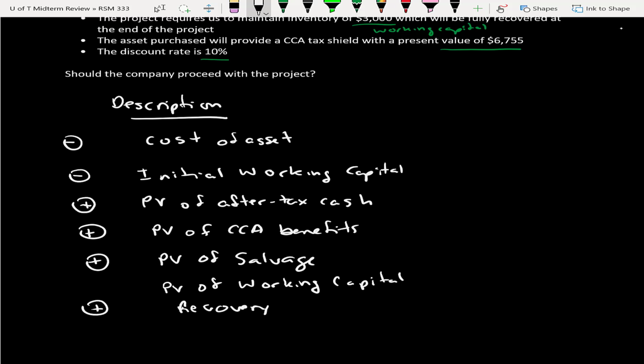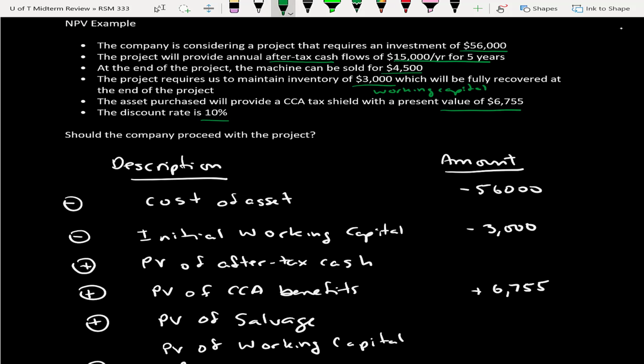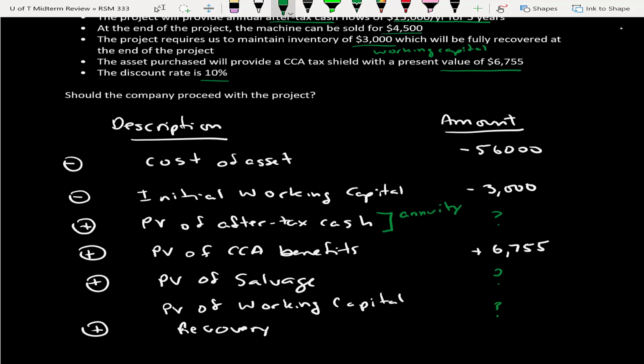Okay, so let's start by filling in what we've already got. We know that the asset is going to cost $56,000. And we don't need to do any discounting on that. It's in today's dollars. We are also told that the inventory, the working capital, is going to cost $3,000. And the other given is that the present value of the CCA benefits is plus 67.55. Okay, so what we are going to be solving for is the after-tax cash flows, the salvage value, and the present value of the recovery. And this is going to be an annuity because it's going to be for 5 years, same amount every year. And these two are going to be the present value of lump sums.